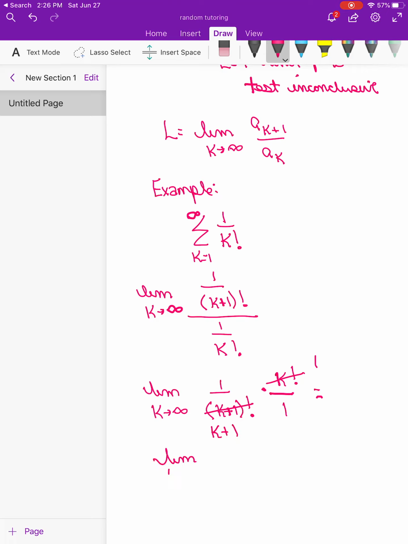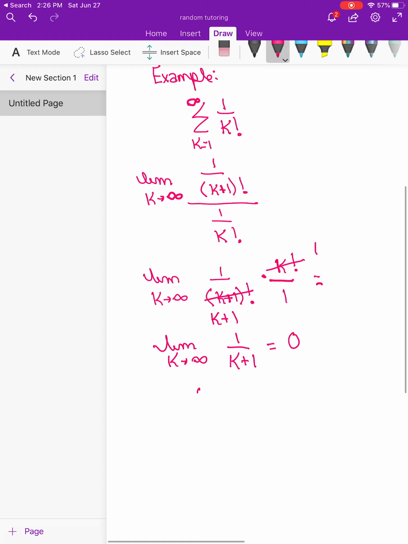So we end up with the limit as k approaches infinity of 1 over k plus 1. As we plug in infinity, 1 divided by numbers that get bigger and bigger, this limit will go to 0. So this converges by the ratio test.